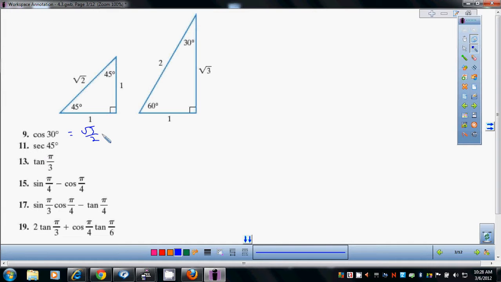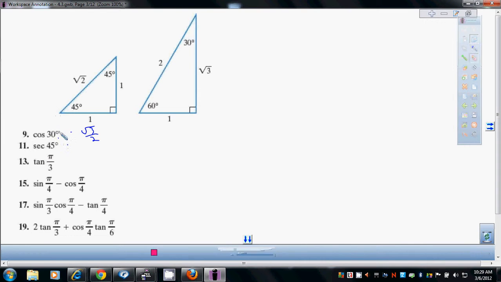Secant 45. Again, you could do it one of two ways. Secant's the flip of what? Cosine. What is cosine 45? Hannah, what's cosine 45? Flip it. Good. So radical 2 over 1.